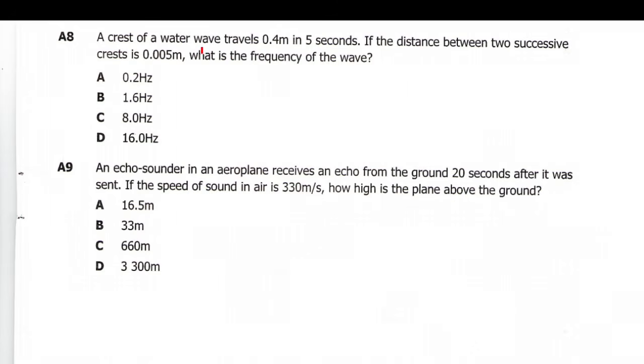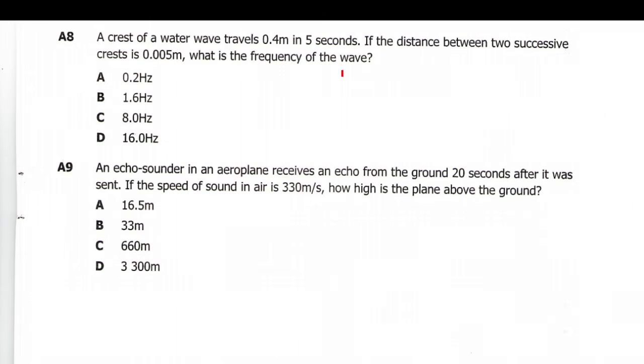So a crest of a water wave travels 0.4 meters in 5 seconds. If the distance between two successive crests is 0.005 meters, what is the frequency of the wave? So what I did here is I said, if this water wave travels a distance of 0.4 meters in 5 seconds, and then we are told that the distance between two successive crests, which is the wavelength, is 0.005 meters, then what is the frequency of the wave?